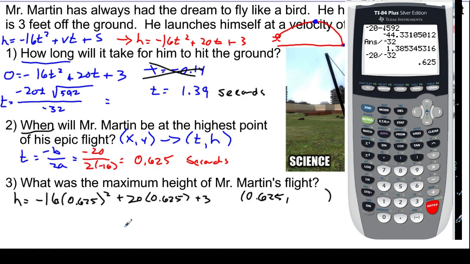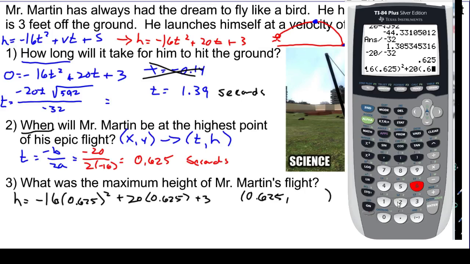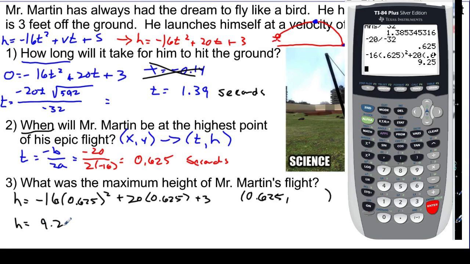So again, that's the hard part, is writing that out. We just have to go to our calculator and have it tell us what the number is. So in this case, negative 16 times 0.625 squared plus 20 times 0.625 plus 3. We're going to enter, and it's going to tell us 9.25. So they're saying h, when I plugged in 0.625, is 9.25. My units up here for height were feet, so it's the number of feet that I traveled.